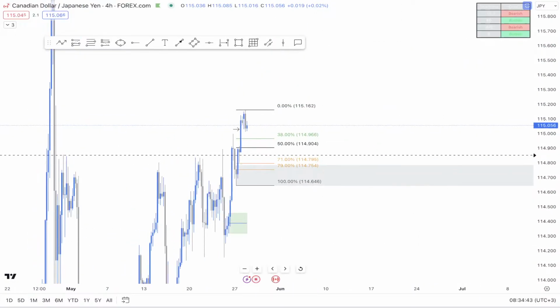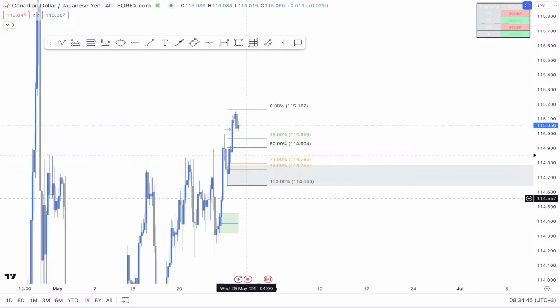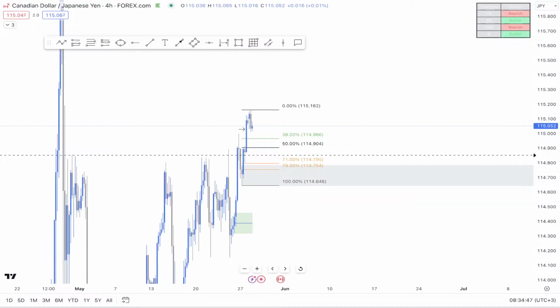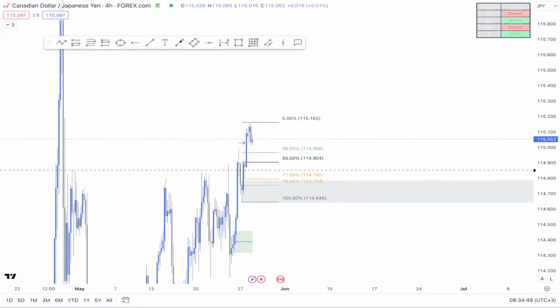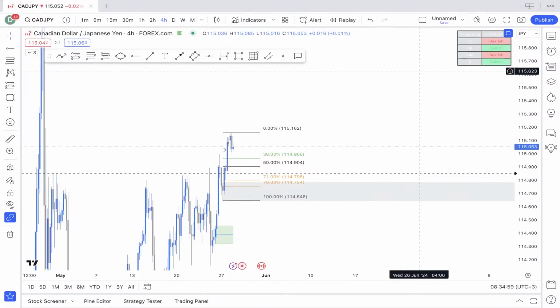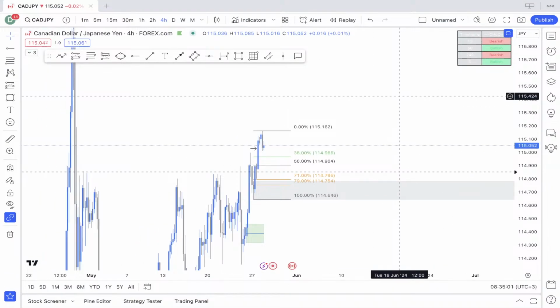Okay, we have a textbook break of structure to the upside right here caused by this bullish leg. After the break, I was able to identify this unmitigated order block that is lining up with the area of interest. The daily is bullish on the trader graph, and now once again, the last thing that we all need to wait for is to see if we get a corrective pullback.